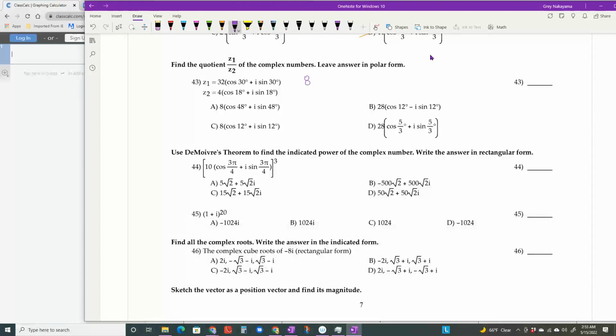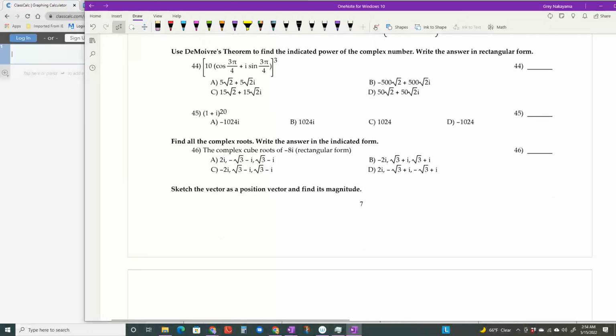So 32 divided by 4 is 8. And 30 minus 18 is 12. So I have 8. Okay, these two don't say 8. And then I subtract, so it has to be C. Okay, 44. Okay, 44.